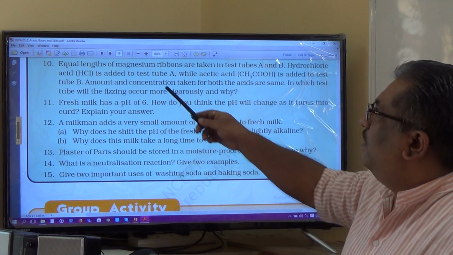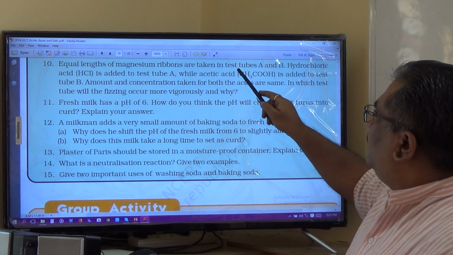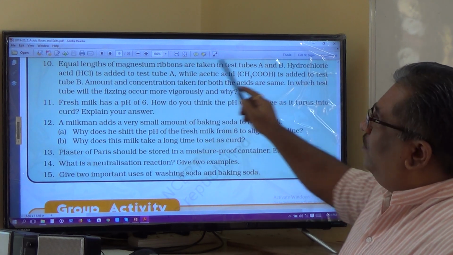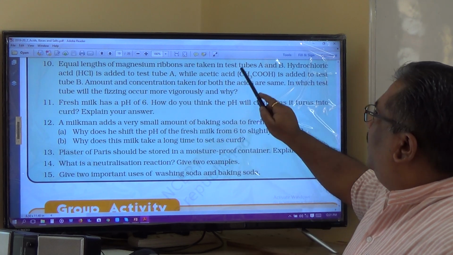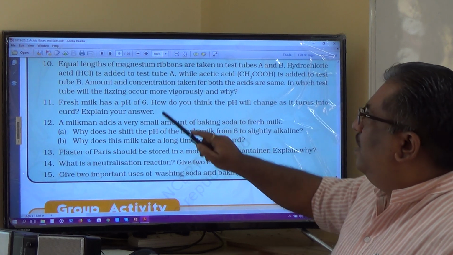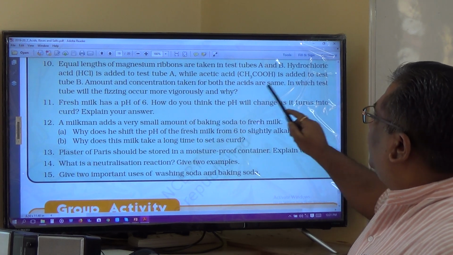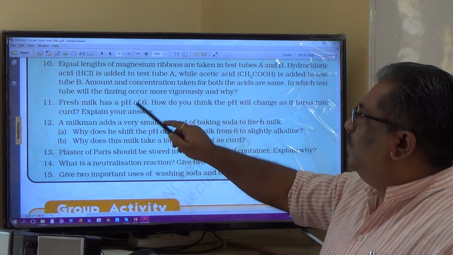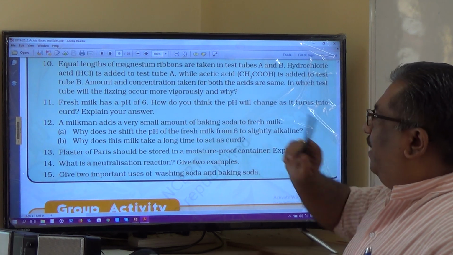Next is, equal lengths of magnesium ribbons are taken in test tubes A and B. Hydrochloric acid is added to test tube A, while acetic acid is added to test tube B. The amount and concentration taken for both acids are the same. In which test tube will the fizzing occur more vigorously and why?